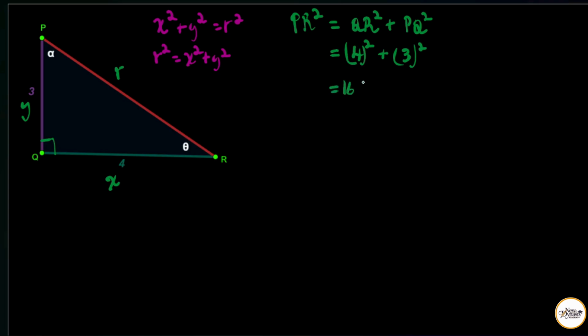Therefore, your 4 squared is 16 plus the 3 squared, which is 9, and the sum of this is 25. Then remember, we're still having PR squared. So we take the square root on both sides. The square and the square root cancel, and on the right hand side you're going to have plus minus. But remember, we are calculating the hypotenuse side, which is always positive, so we can just say that is 5 units. So our R here is 5.